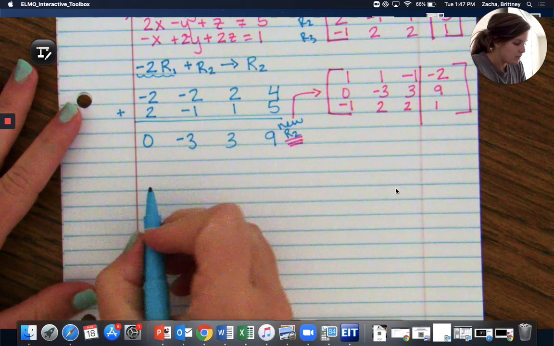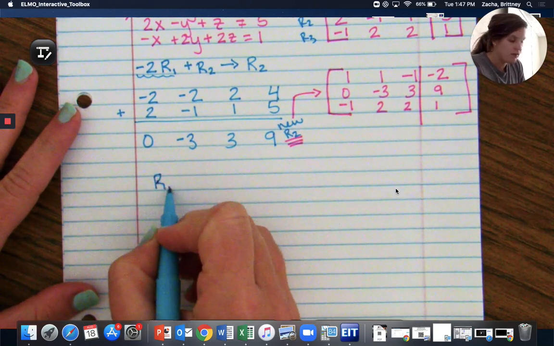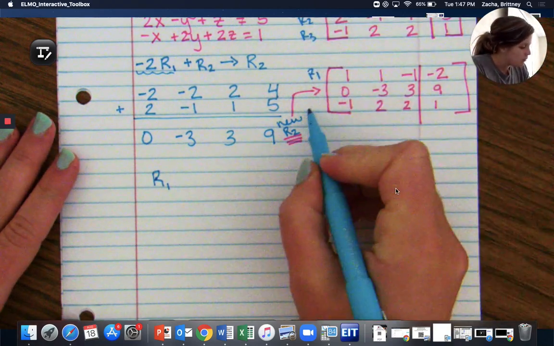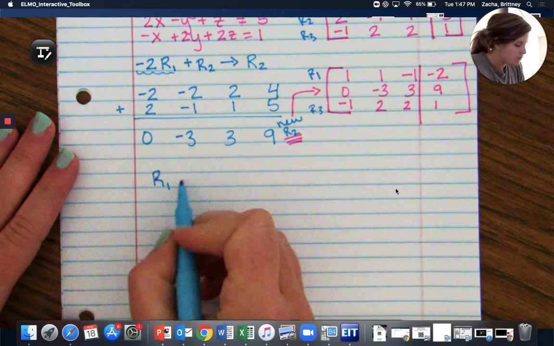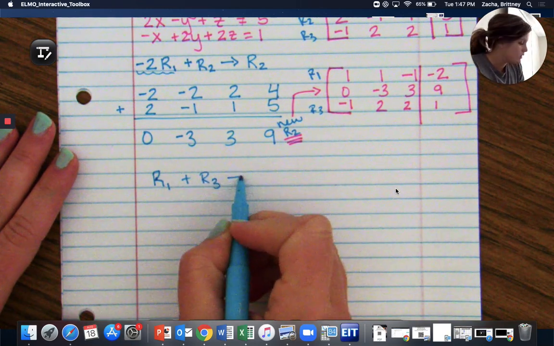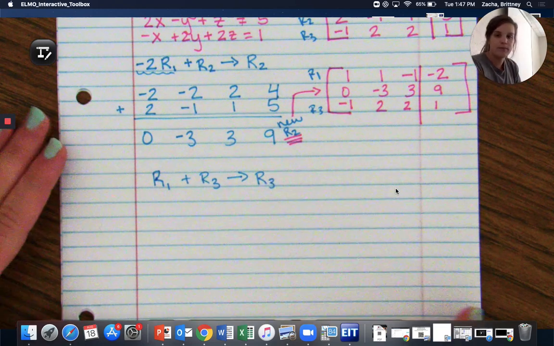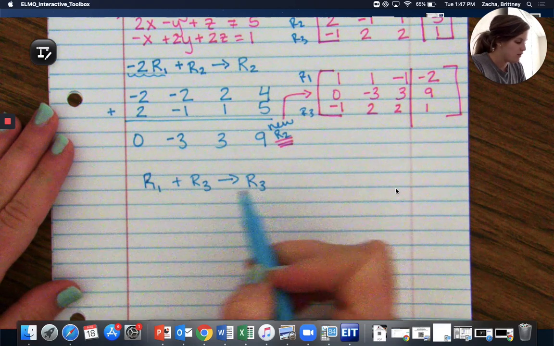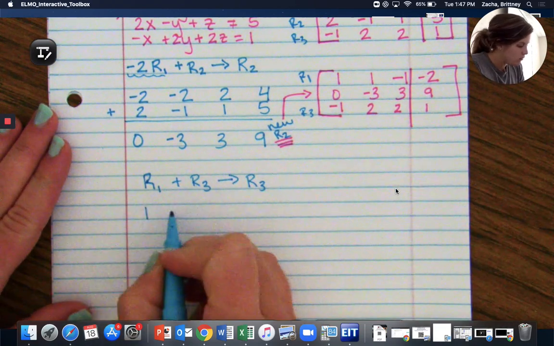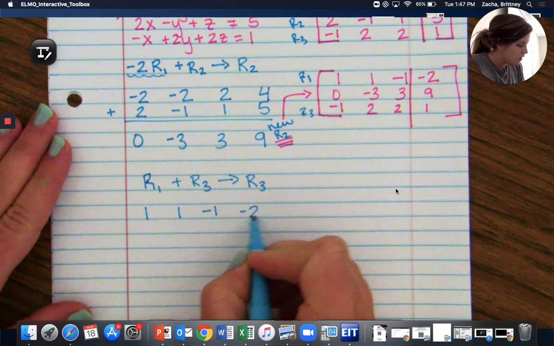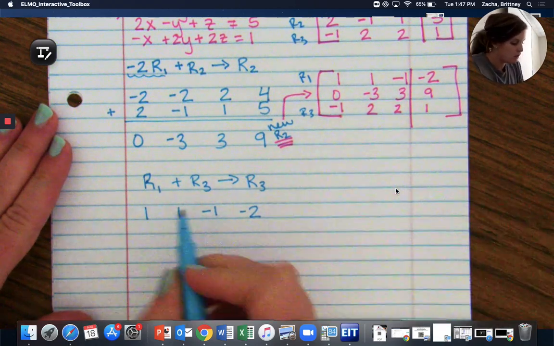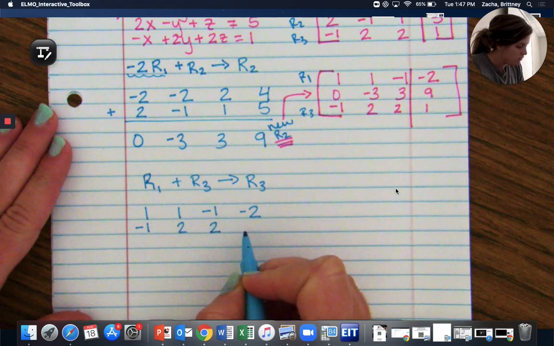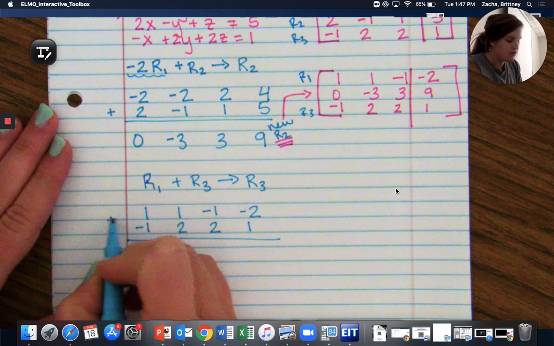So here's my little note, I can just take row 1, that was a really bad R. Row 1, again, that's here. And I'm going to take row 3, which is down at the bottom. I'm just going to add those together, and that's going to result in my new row 3. So I'm going to write row 1 as I see it, because I don't have to multiply it by anything: 1, 1, negative 1, negative 2. And then I'm going to write row 3 exactly like I see it: negative 1, 2, 2, 1. And I'm going to add those together.